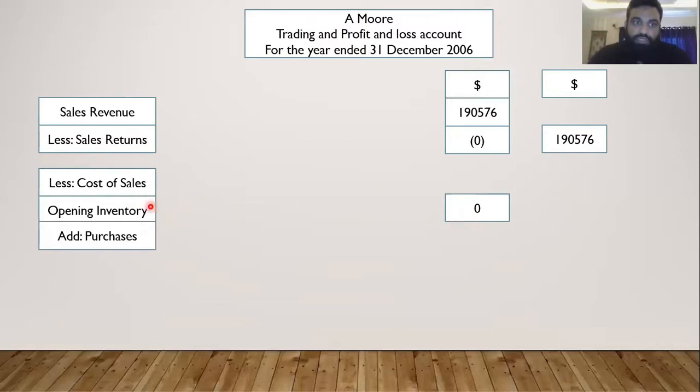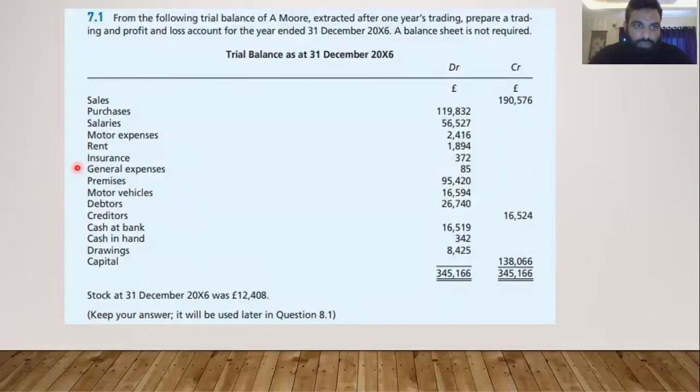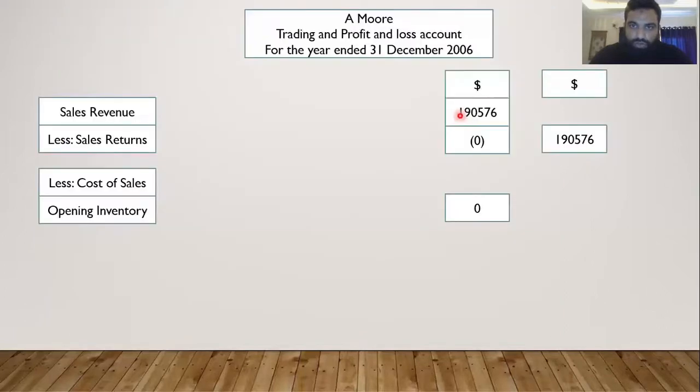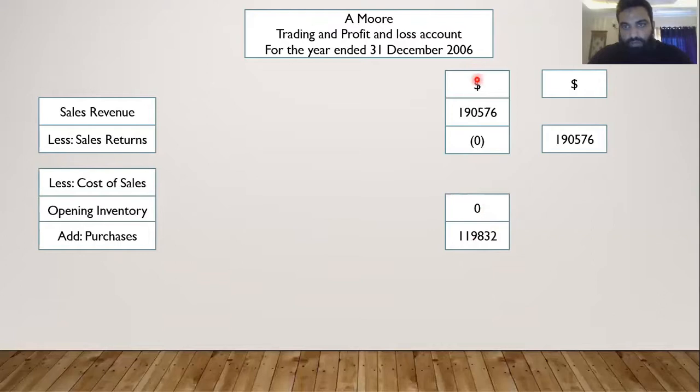The next thing is purchases. After opening inventory, I'm going to add purchases. I'll again go back to the question and see where my purchases are. If you see clearly, the purchases are here. It's 119,832. So I'll move ahead with my answer. I will add purchases 119,832. See, I'm using this column because this column is for working. Once I find the cost of sales, I will write cost of sales in this column, the second column.